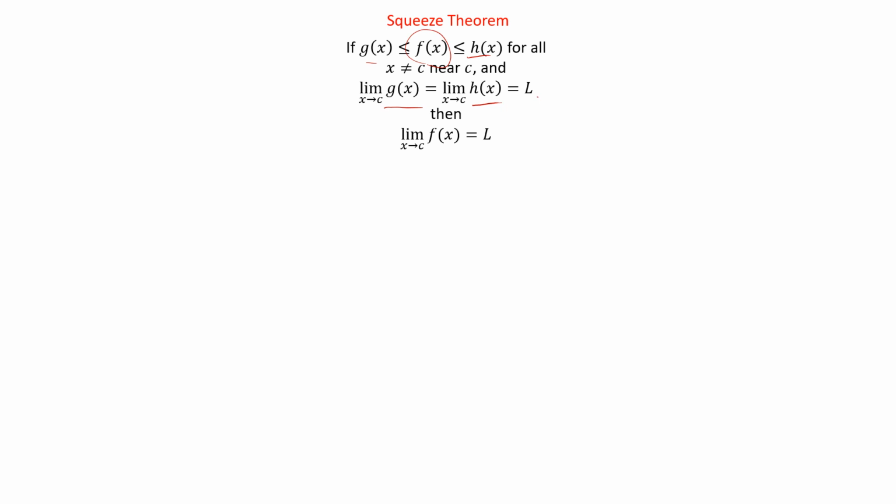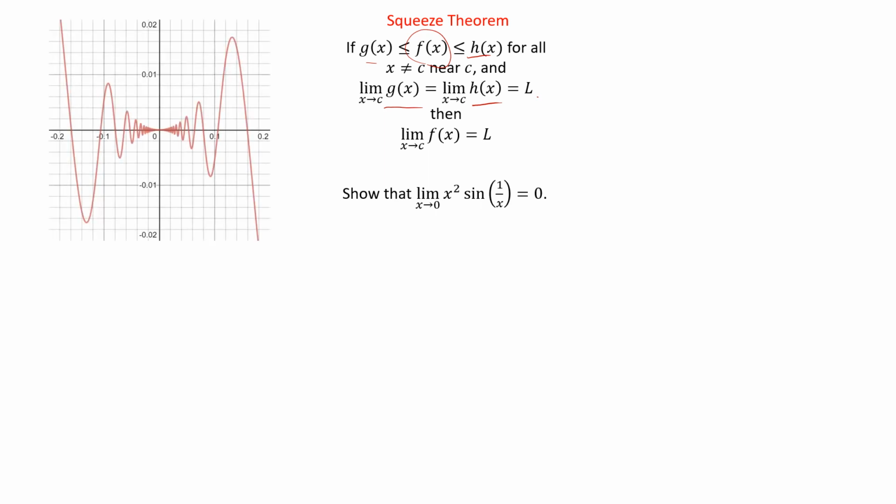So an example of this, a lot of times this uses sine and cosine because they oscillate and they have a minimum and maximum value, which also helps. So we want to show the limit as x goes to 0 of x squared times sine of 1 over x equals 0. We can't just plug in 0 because sine of 1 over 0 becomes problematic. We could graph this. If we graph it, it looks kind of like that. So as x is getting closer and closer to 0, it sure looks like it's getting closer to 0 as well.